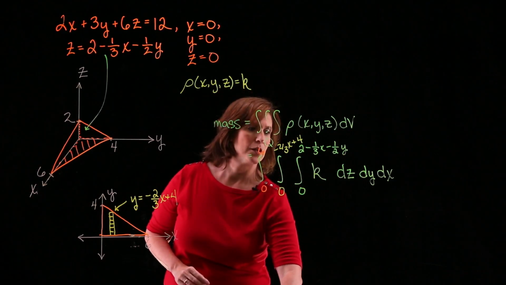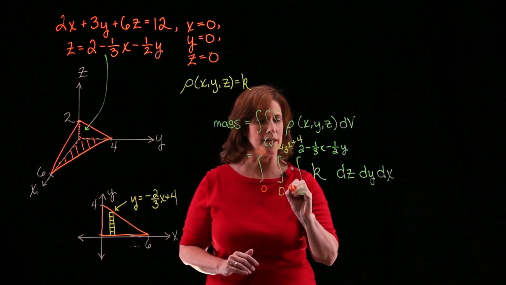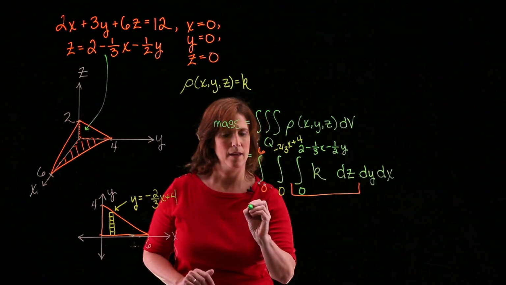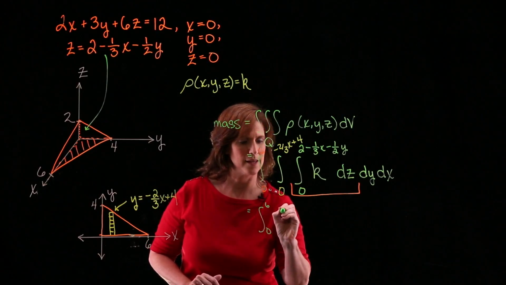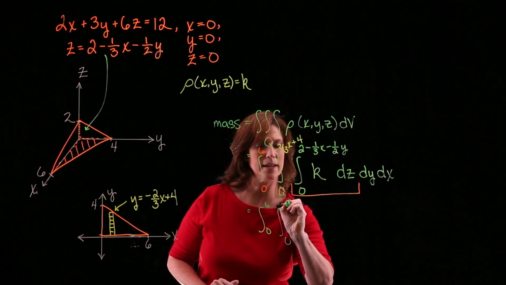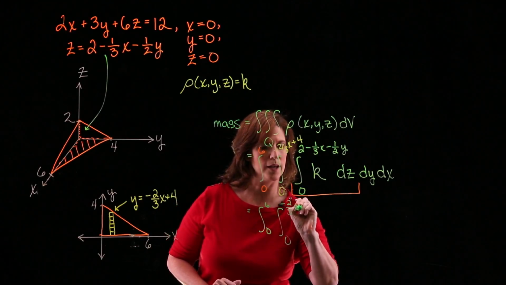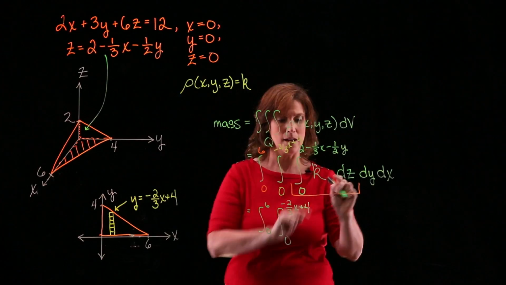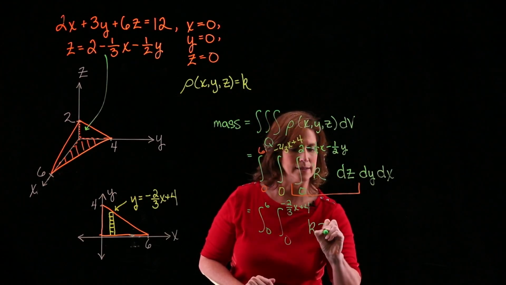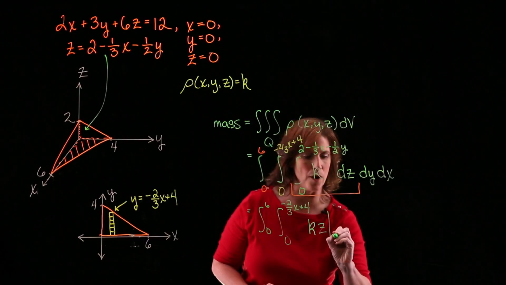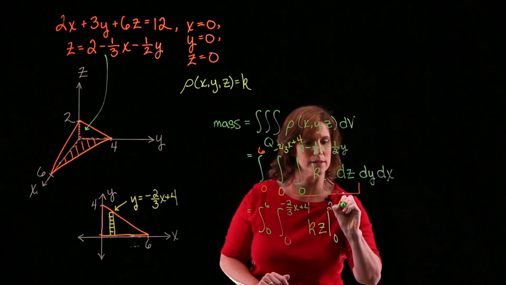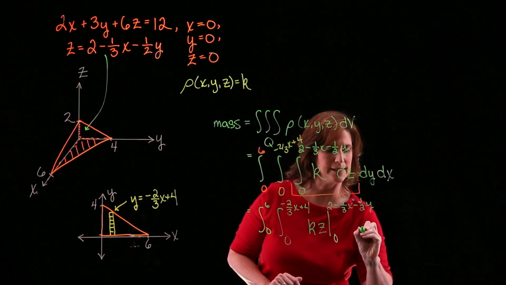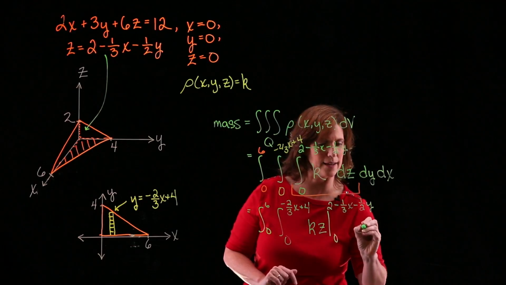I need to begin integrating. So let's start out with the inner piece. So I have the integral from 0 to 6, the integral from 0 to minus 2/3 x plus 4, and I'm integrating k dz. K is a constant, so that's going to be kz. And I'll evaluate that from 0 to 2 minus 1/3 x minus 1/2 y. And I still have my dy dx.